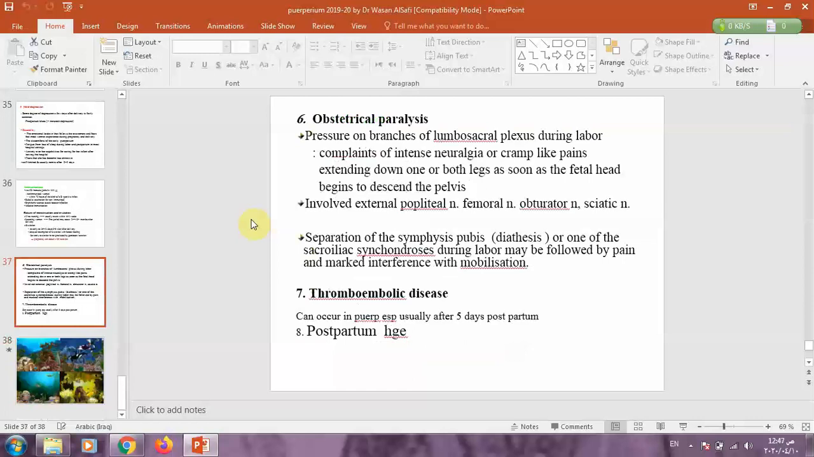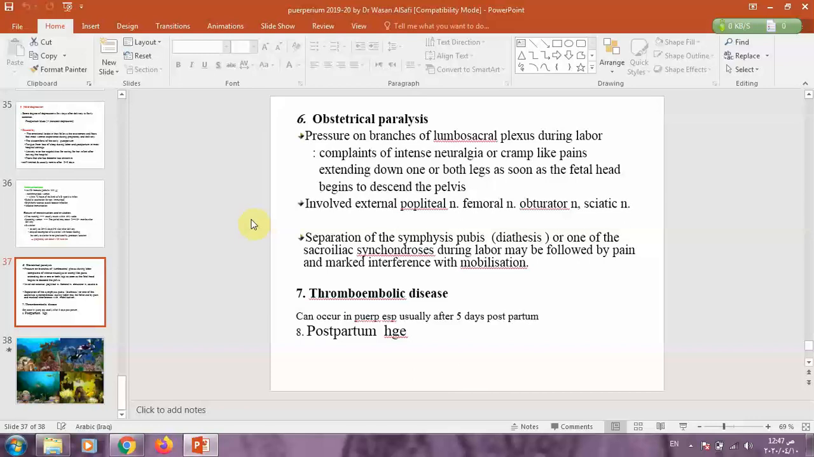Some women will experience obstetrical paralysis. This is due to pressure on branches of the lumbosacral plexus during labor. She will complain of intense neuralgia or cramp-like pain, extending down through one or both legs as soon as the fetal head begins to descend into the pelvis. It sometimes involves the external popliteal nerves, the femoral nerve, the obturator nerve, or the sciatic one.